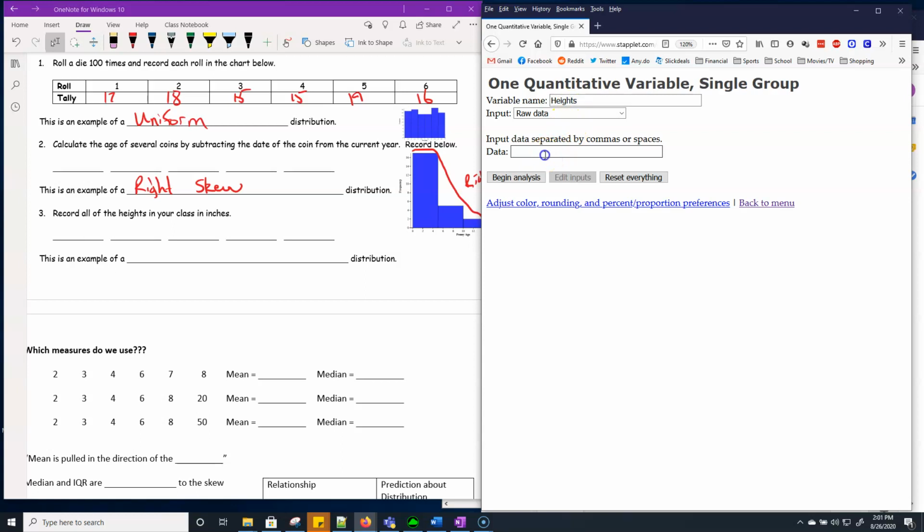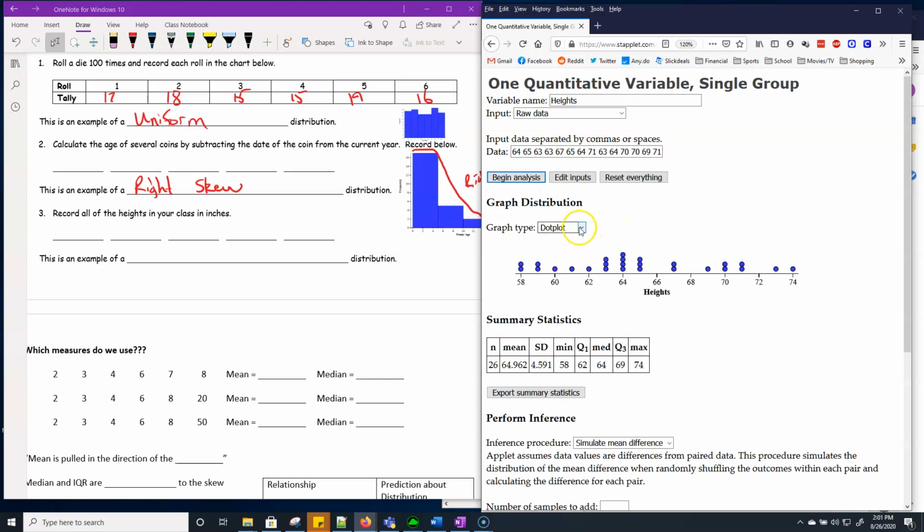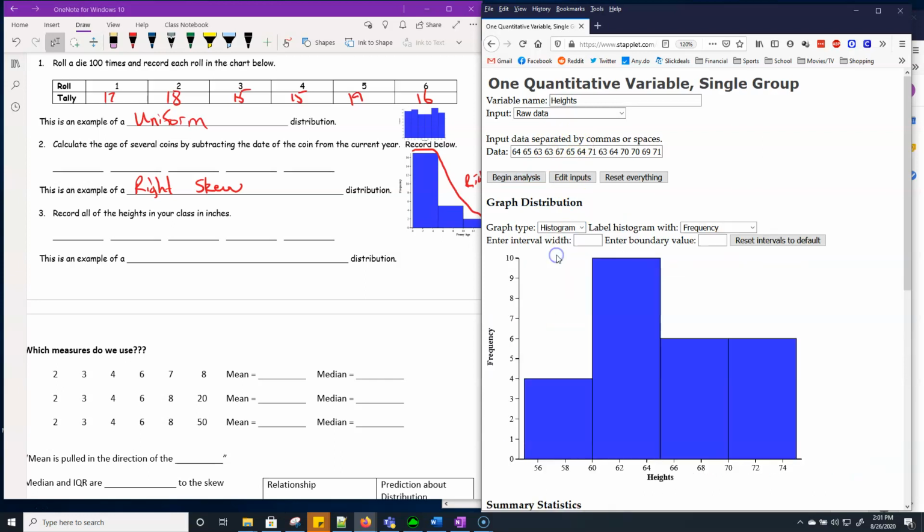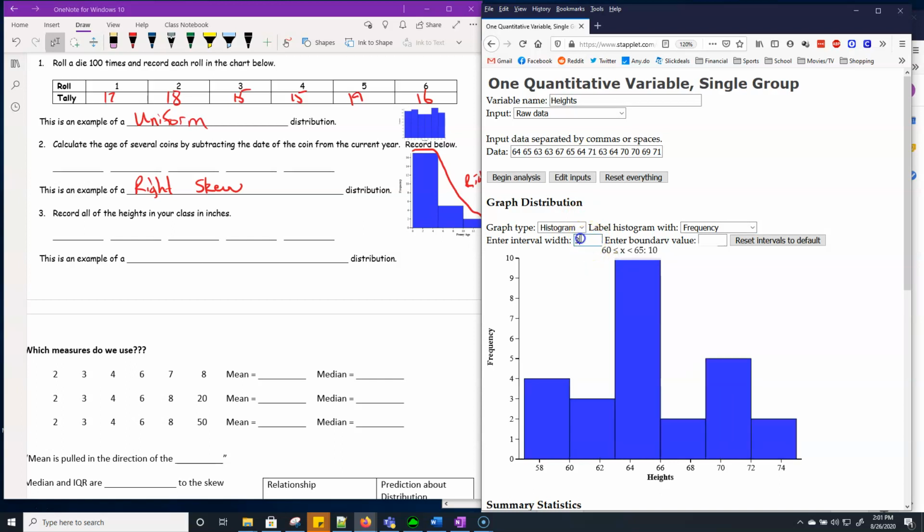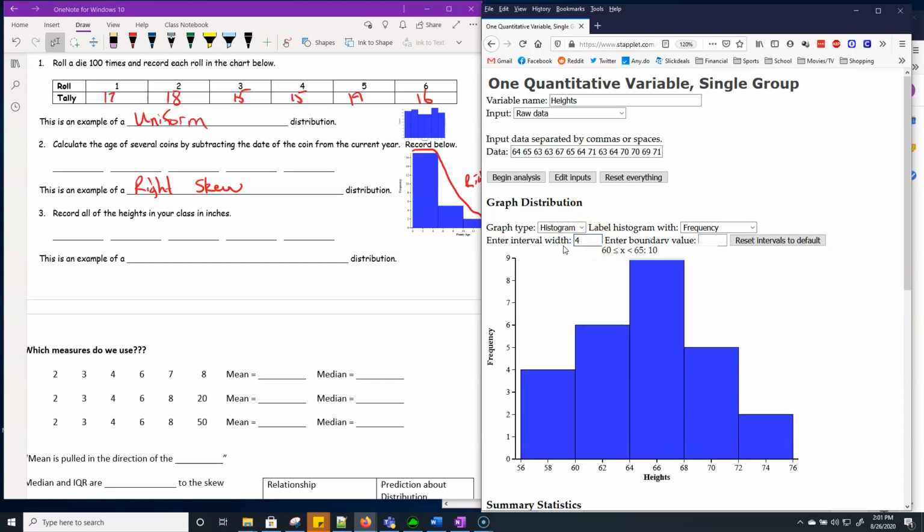Normally we would do these in class. We would have done all 3 of them in class, but of course we're not in class this year. I'm going to do a dot plot. I'm going to do a histogram with it. And let's make the histogram with a little less width on each one to give us a better feel for how the data is going. Let's do that one, 4, yeah. With an interval width of 4.